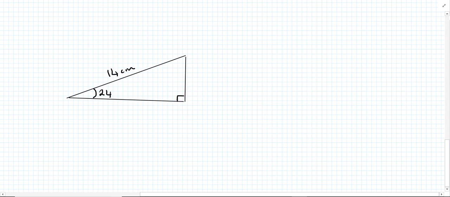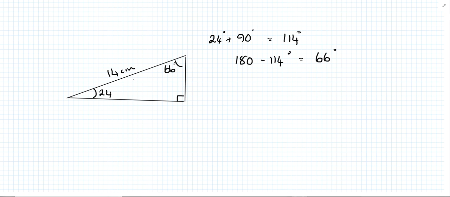Okay, so think about this. It says find all missing sides and angles. Well, you know the other angle. Yes, you do. How? Because 24 plus 90 is 114, and then you subtract that from 180. 180 minus 114 equals 66. So we've got 66. An easy way would have been those two add up to 90, but no problem. All right, so we've got all the angles.